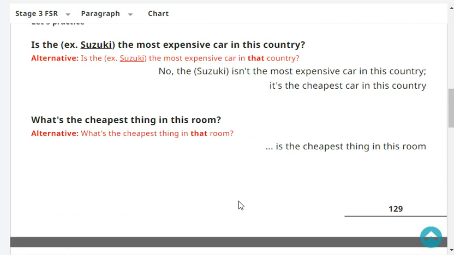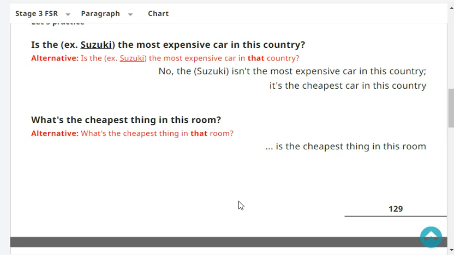Is the Suzuki the most expensive car in your country? Yes or no? No, the Suzuki isn't the most expensive car in my country. It's the cheapest car in my country. Very good.